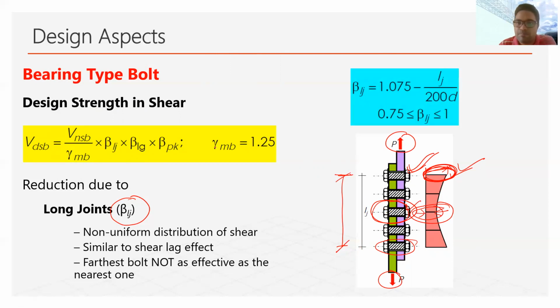So beta Lj can be calculated using this formula. In this formula, Lj is the length of the joint, D is the nominal diameter of the bolt, and the value of beta Lj should be between 0.75 and 1. It should not be less than 0.75 and it should not exceed 1. So the value of beta Lj will generally lie between 0.75 and 1.